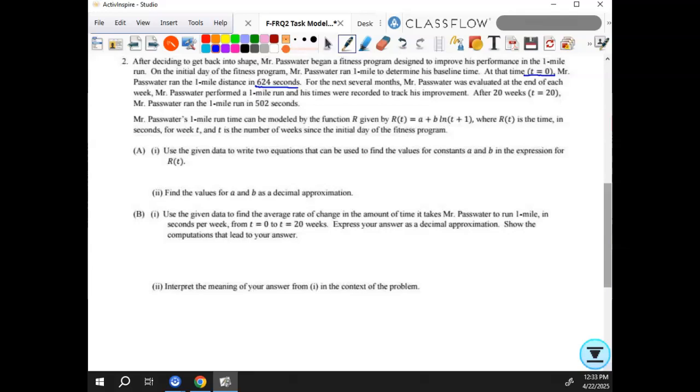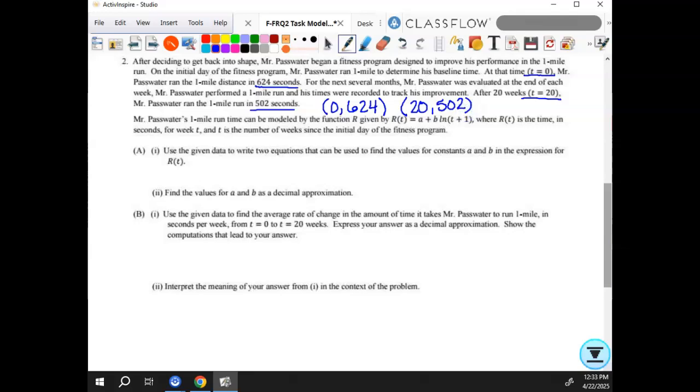For the next several months, Mr. Passwater was evaluated at the end of each week. Mr. Passwater performed a 1-mile run, and his times were recorded to track his improvement. After 20 weeks, his 1-mile run was 502 seconds. Now, this time they didn't give me a table, and I don't think it's a good idea just to leave everything in the words. You can still underline and stuff, but it is going to be digital. So I've got 0, 624 for my first ordered pair, and 20, 502.